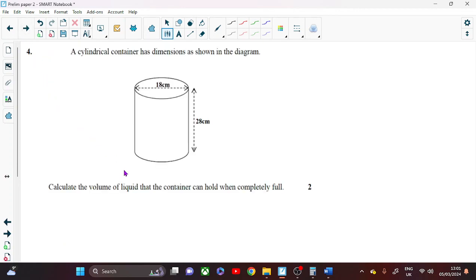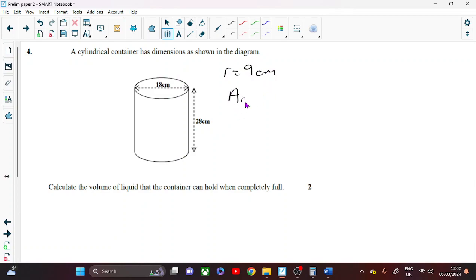Right. Okay. Now we've got a cylinder, and we're told to calculate the volume of liquid that the cylinder can hold when completely full. Remember, a cylinder is the area of its base times its height. Any prism is the area of the shape at the bottom times the height, or times the distance to the other end. A prism has the same shape at both ends and all the way through. Now, to find the area of the circle, we need the radius. We have a diameter of 18, so we have a radius of 9.